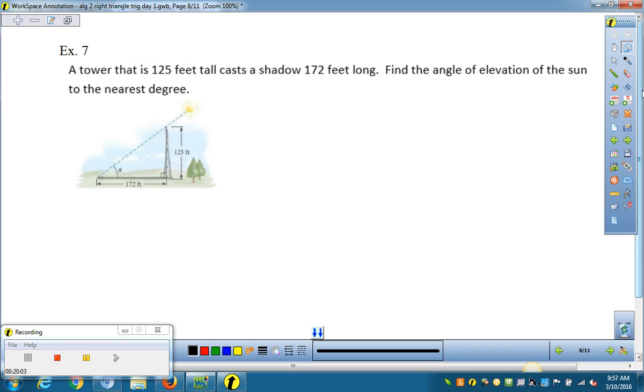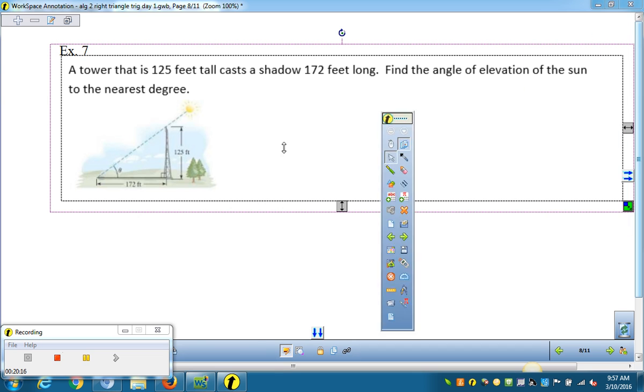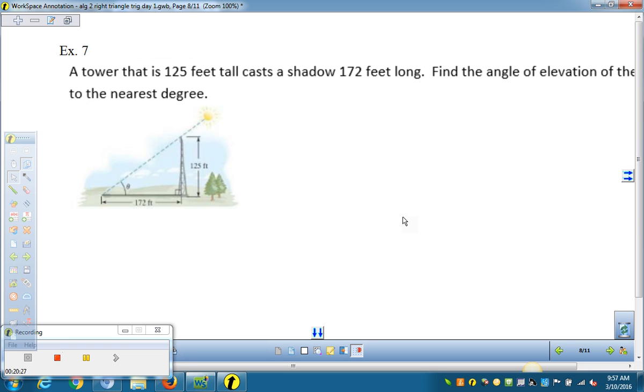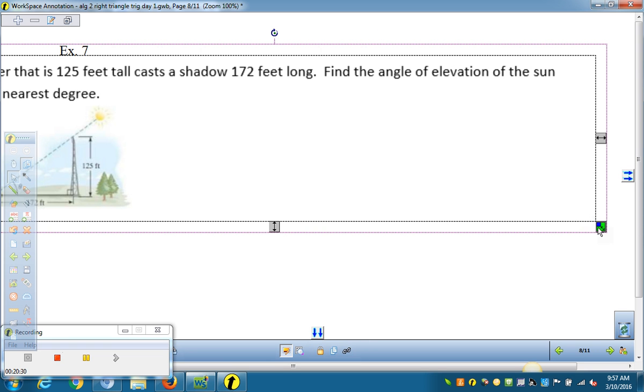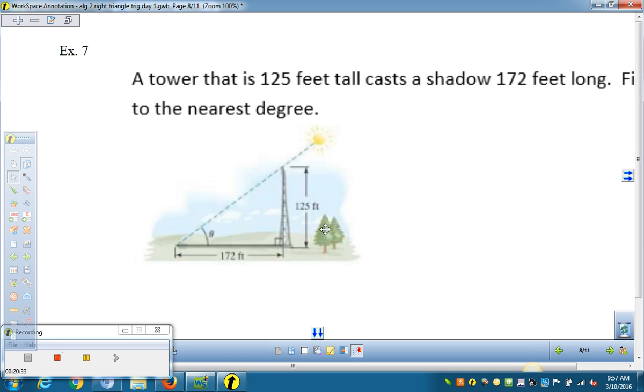Sorry, it's awfully tiny. I think I can make it much bigger. That's the whole thing. And it has a shadow 172 feet long. Find the angle of elevation of the sun to the nearest degree. So that's a term we need to be familiar with. All right, so we've got 125 feet tall and 172 down here. The angle of elevation is always measured from the horizontal.